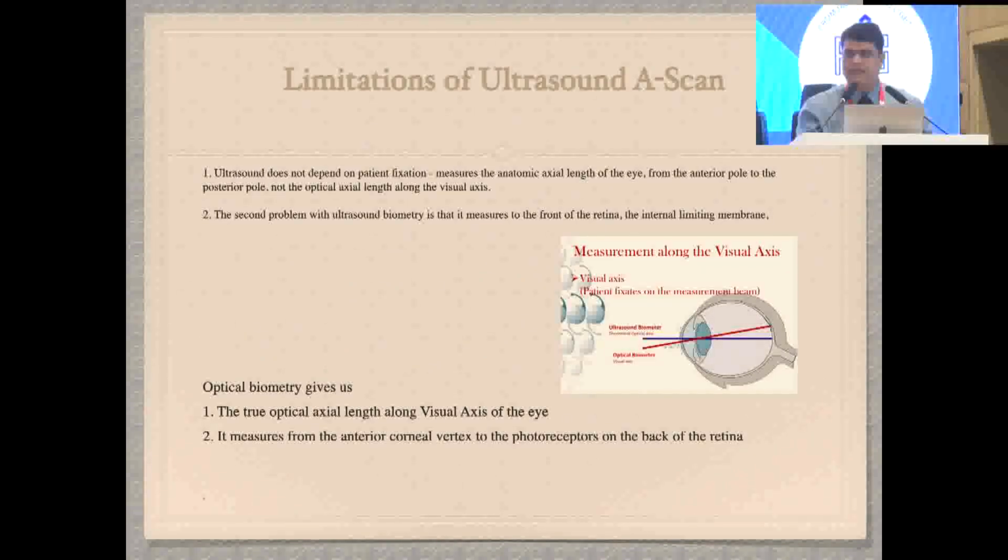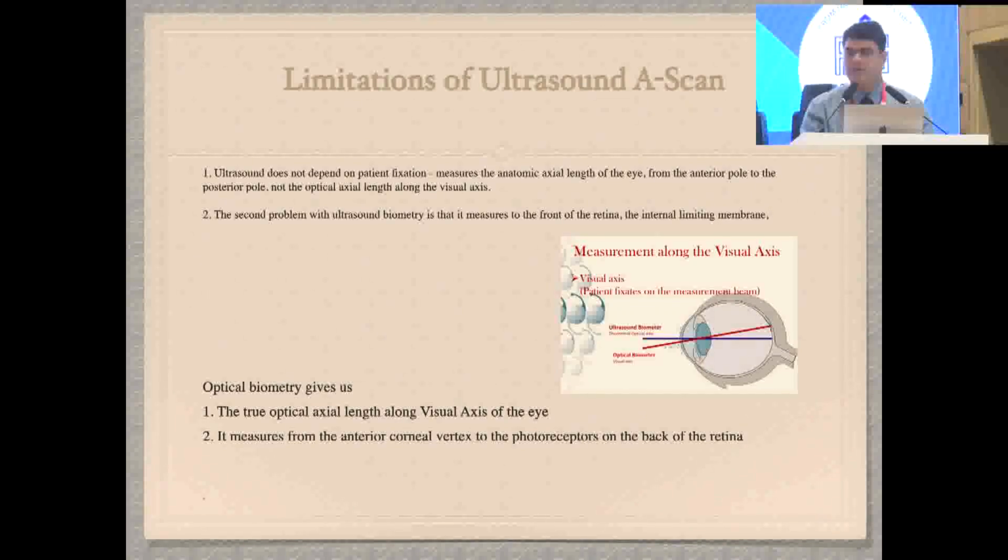But there are limitations of ultrasound A-scan. We all know that ultrasound doesn't depend on patient fixation. It just measures the anatomical axial length of the eye from the anterior to the posterior pole and not along the visual axis of the eye. So this is one limitation of A-scan.